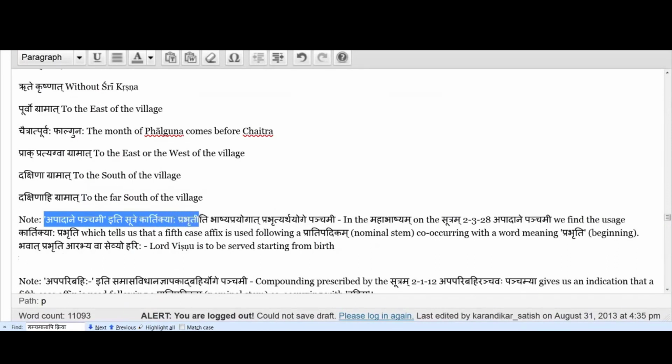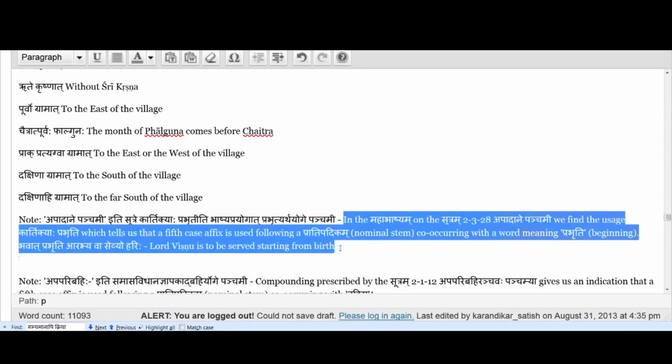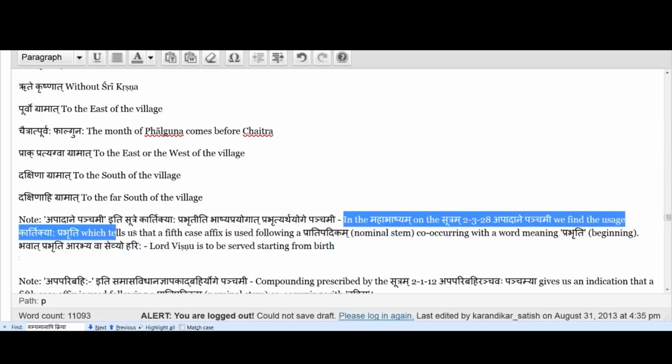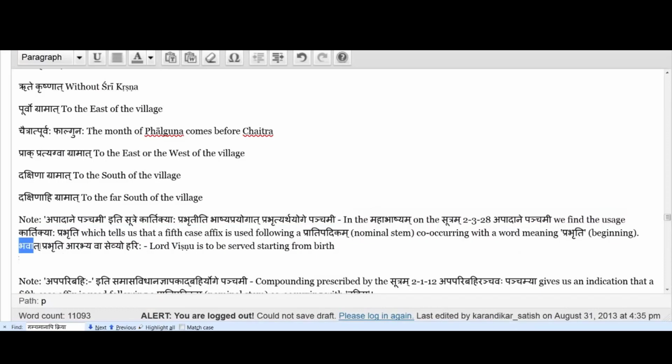A note here says that apadane panchami iti sutre kartikyaha prabhriti iti bhashya prayogat prabhrityartha yoge panchami, meaning that in the Mahabhashyam on the Sutram 2.3.28 apadane panchami we find the usage kartikyaha prabhriti, which tells us that a fifth case affix is used following a pratipadikam nominal stem co-occurring with a word meaning prabhriti. Prabhriti means beginning. The example here is Bhavat Prabhriti Arabhya va Sevyo Harihi. Lord Vishnu is to be served starting from birth.